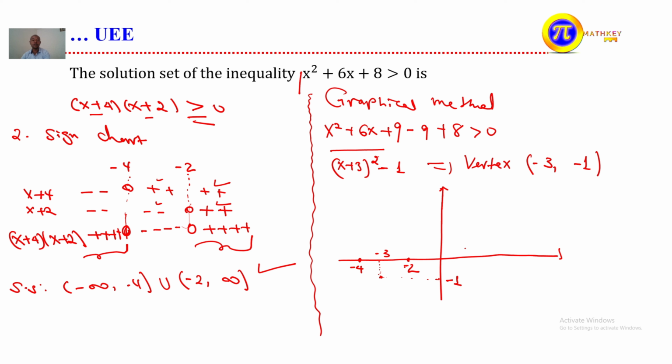When x is 0, the value becomes 0 plus 6 times 0 plus 8, that is 8. So the graph is open upward since it has a positive leading coefficient, and it looks like this.